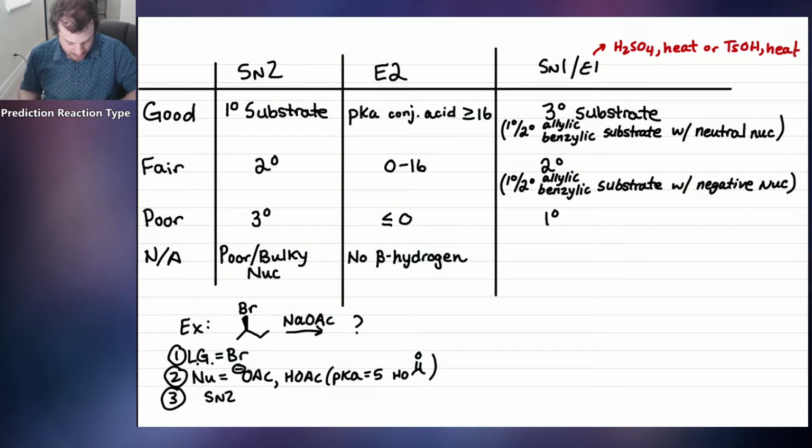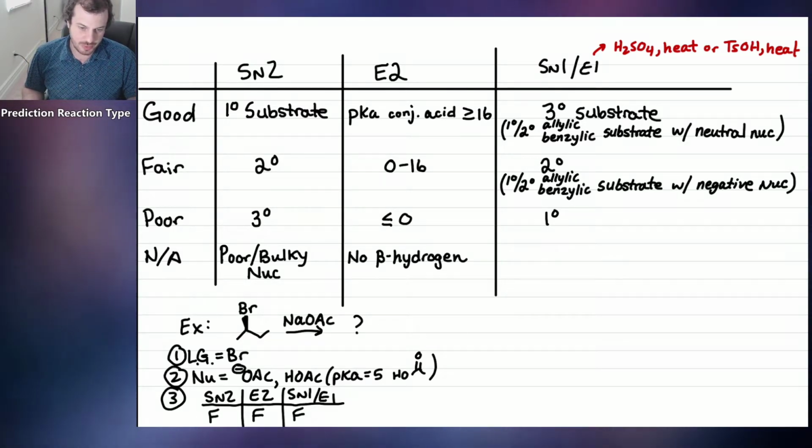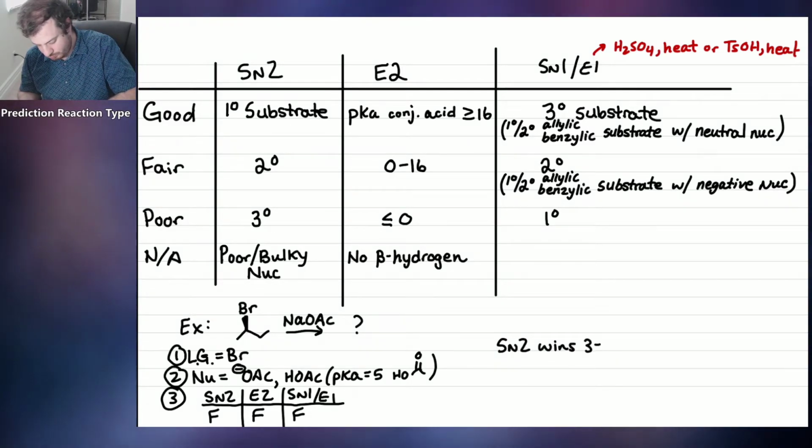So SN2, E2, SN1, E1. SN2 is going to be fair because it's secondary. E2 is going to be fair because the pKa of the conjugate acid is 5, which is between 0 and 16. And the SN1, E1 column is going to be fair because it's secondary. So we have a 3-way tie, and we want to go with the first best option, meaning the most left option that's the best. In that case, SN2 wins the 3-way tie, because we go with the first best option.